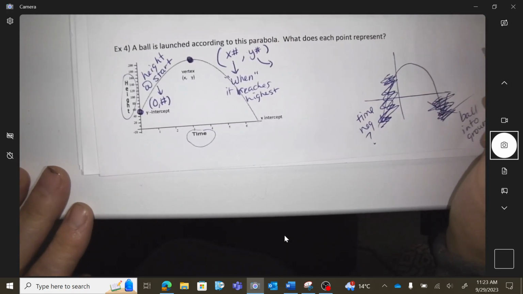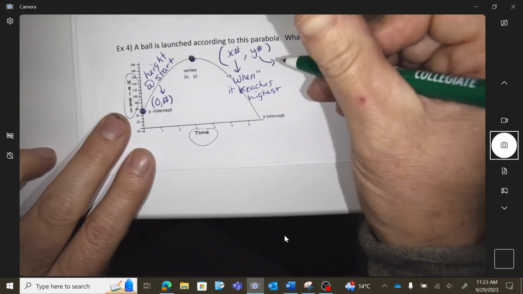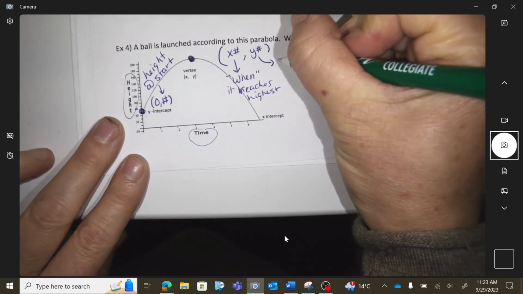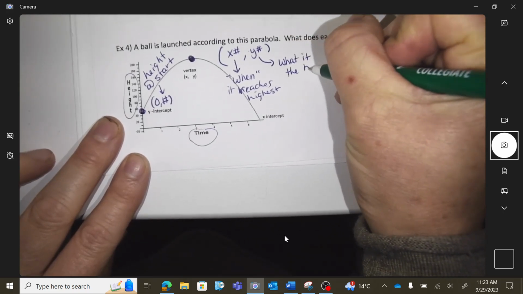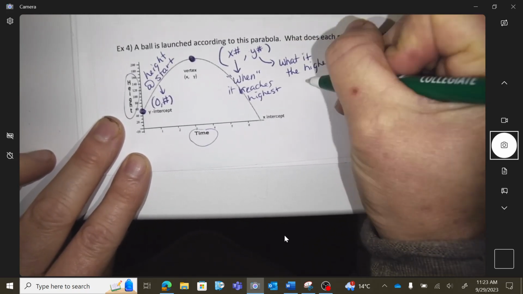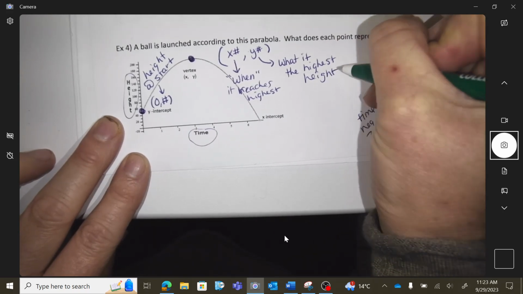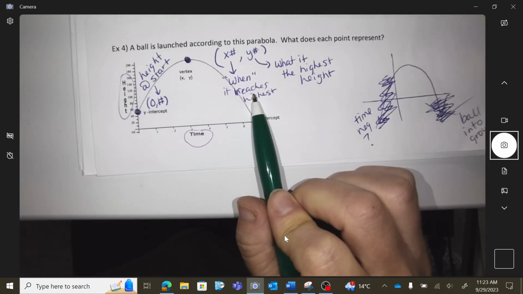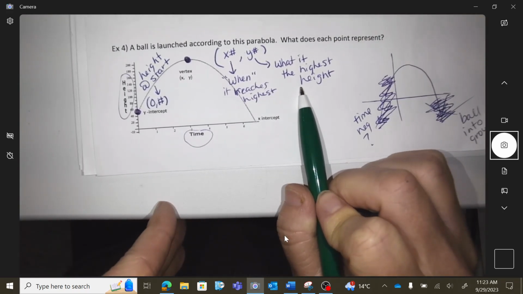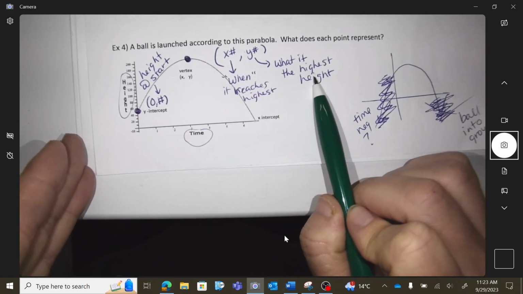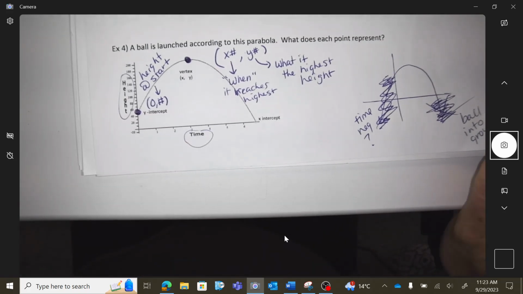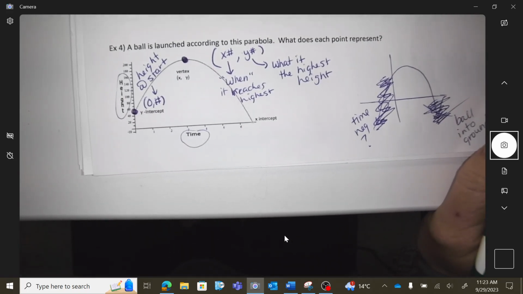So what would this part of it tell me? What is the highest height? So this is the time part of it, and this is the height part of it. X comma y. When it's doing it, and what is the height? So do you see me connecting to my variables?